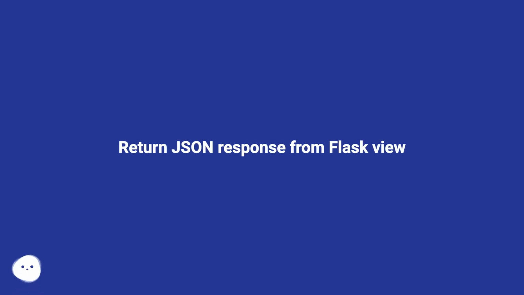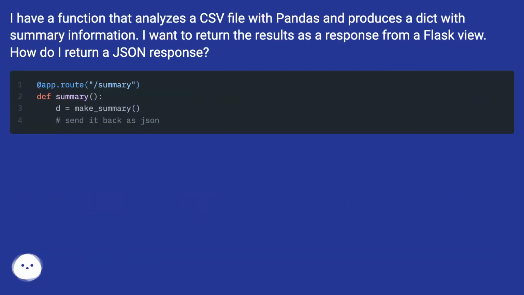Return JSON response from Flask view. I have a function that analyzes a CSV file with pandas and produces a dict with summary information. I want to return the results as a response from a Flask view. How do I return a JSON response?